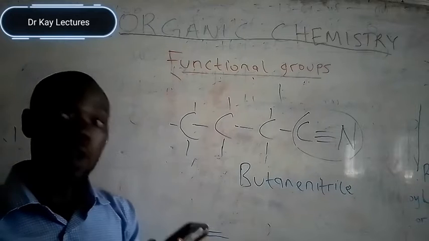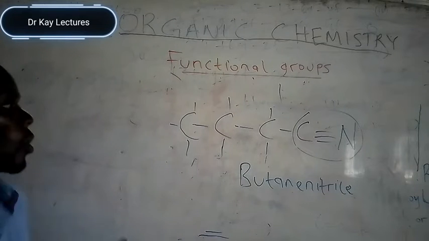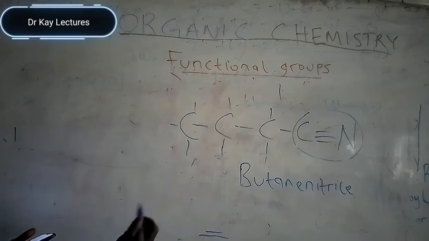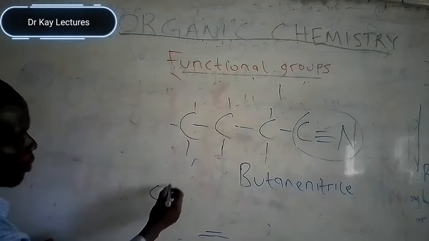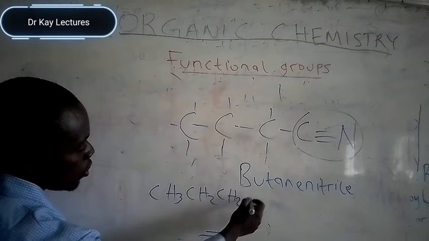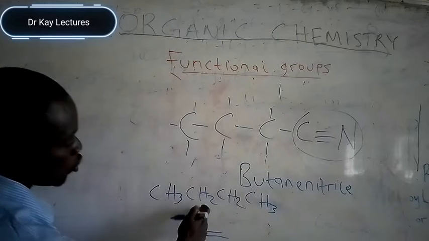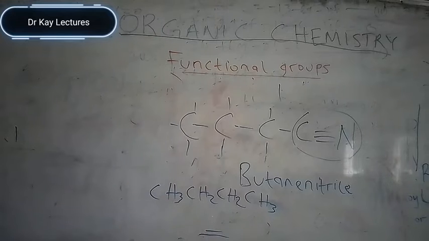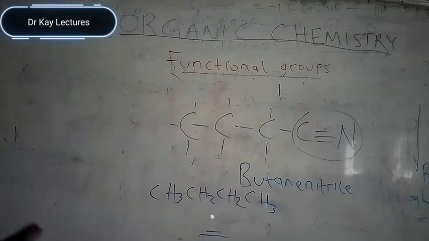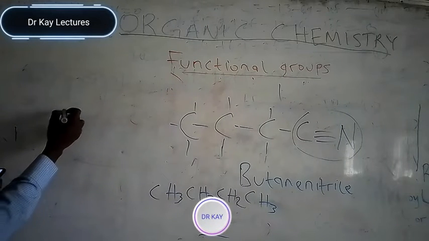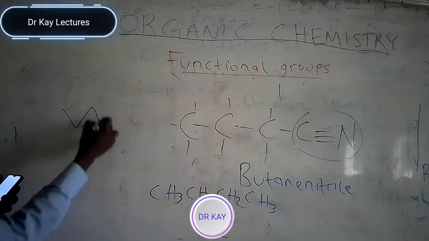Now we have the condensed structure. When you are talking of the condensed structure, let's say I want to write pentane: CH3, CH2, CH2, CH2, CH3. So this is the chemical structure, and this is the condensed structure. Now when you talk of the skeletal structure, that means you are talking of a structure like this. Are you getting it?